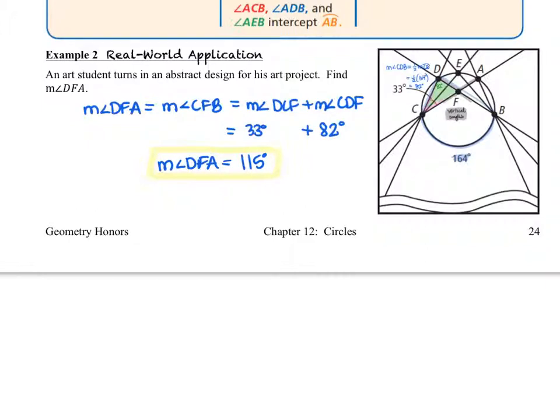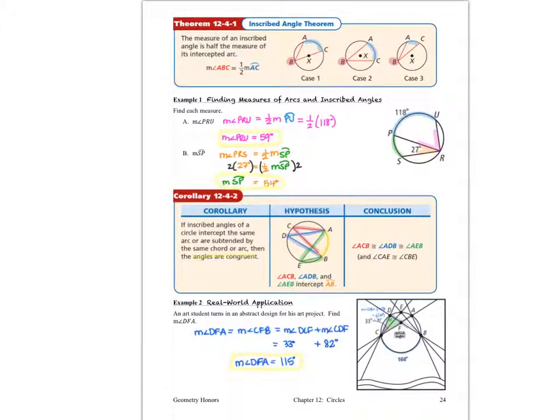The measure of angle DFA ends up being equal to 115 degrees because of that exterior angle theorem that I just mentioned. This is not a super straightforward question because we have to put together a lot of information that we've learned in the past, but it's not a hard question as long as we can keep our work organized. There's a new theorem about inscribed angles on the next page, so let's take a look.